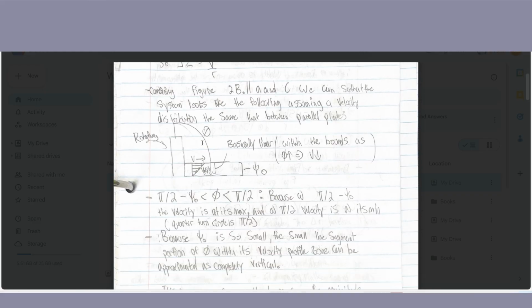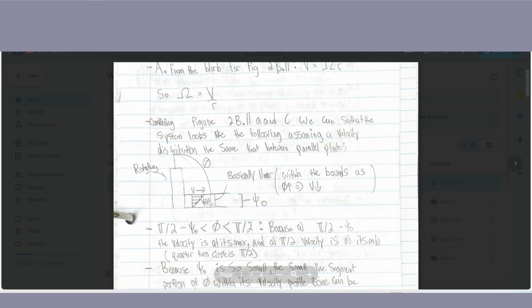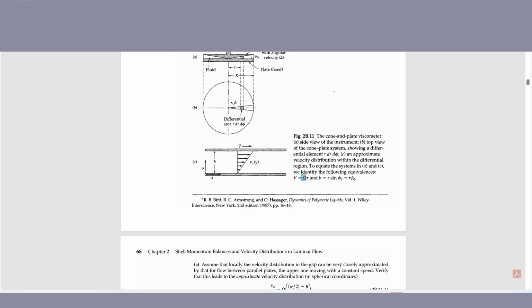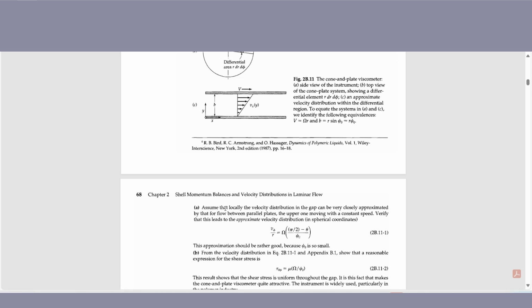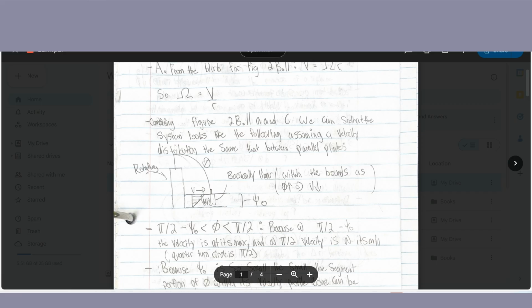So basically you have to look at the figure and figure out what is going on. What this part is saying, assume the local velocity distribution in the gap can be very closely approximated, basically says that the angle theta makes here is basically just a straight line. So when we go back to my rendition of the drawing, this is basically a straight line.